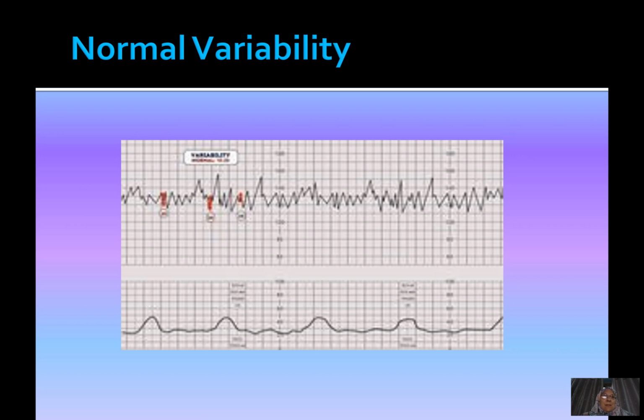If we look systematically at this CTG, we can see that there are 2 contractions or tightenings in 10 minutes, that we have a normal baseline rate, normal variability with acceleration and no deceleration. So this is a normal CTG of a patient who's probably not yet in labor.